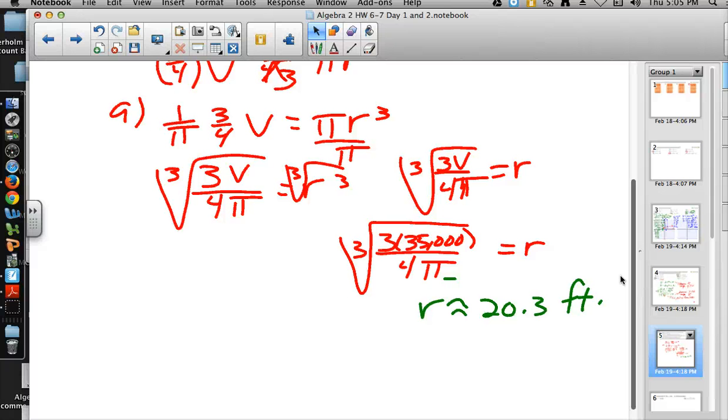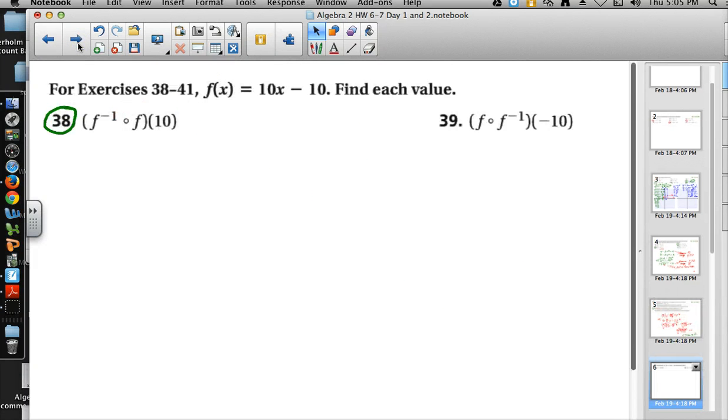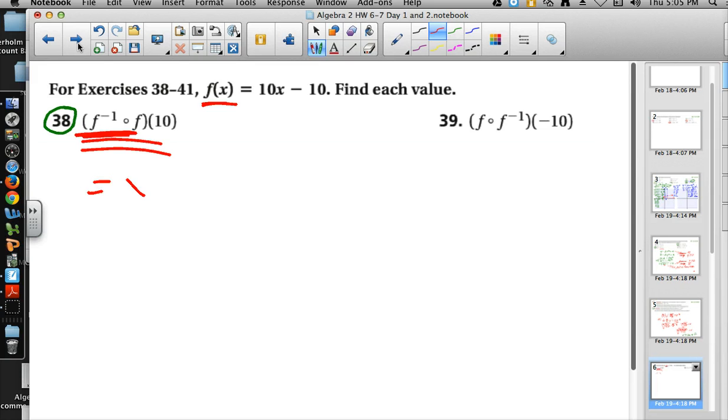All right, now on to the next one. Oh, this one, I love this. For exercises 38 to 41, f of x equals 10x minus 10. Find each value. And 38, if you're doing a lot of math for this one, oh, you forgot the very important piece here. If this is the original, and we do composition with the inverse and the original, we will just get x. That is our formula. So if we put a 10 in for x, our answer is 10.